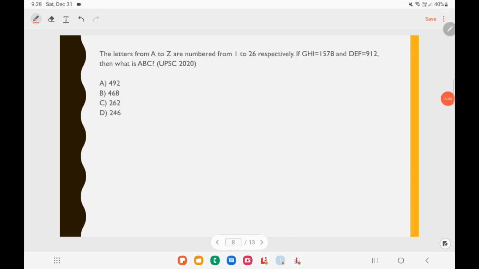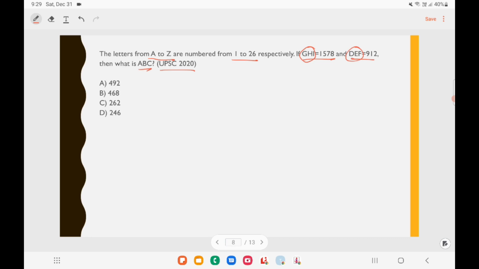Okay. Now let's look into a UPSC question from 2020. The letters from A to Z are numbered from 1 to 26 respectively. So how the coding is being done is given in the question itself. Okay. If GHI is 1578 and DEF is 912, then what is ABC? So since the given letters GHI and DEF are in the initial part of the English alphabet, right? So you don't need to use EJOTY.